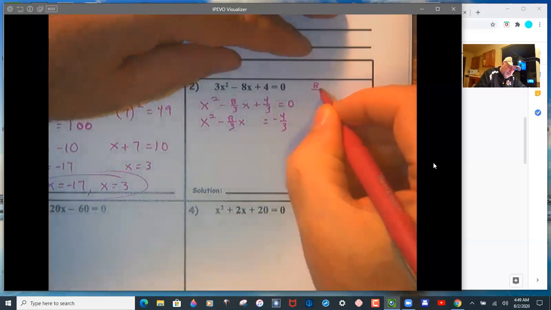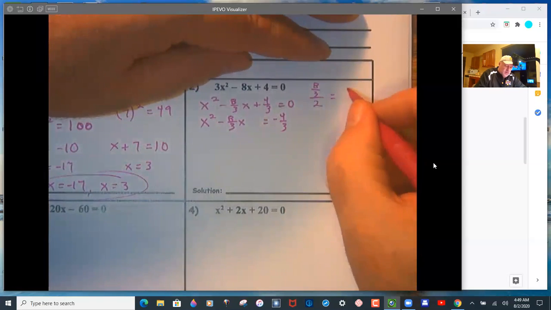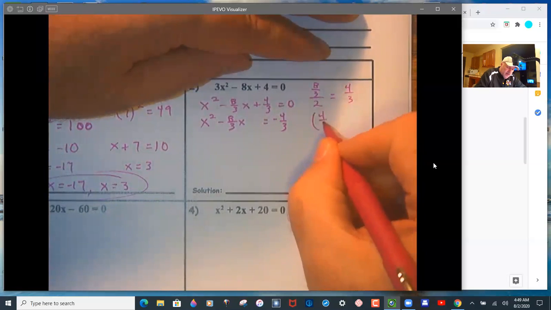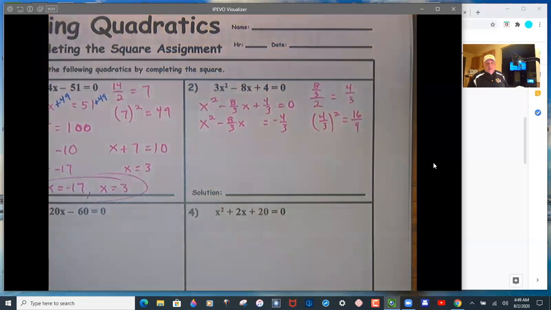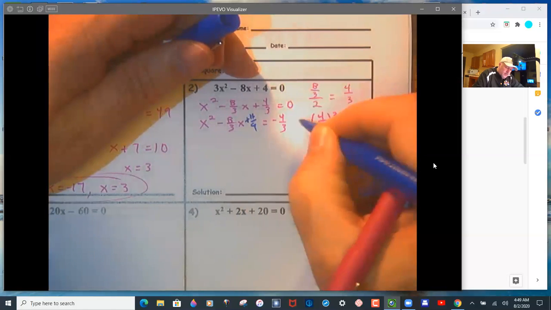So we want to take 8/3 and divide by 2. That's 8 over 6, which is 4 over 3. There's some quick math for you. And then we want to square that. Sometimes you have fraction work to do, and if you can't do it, you're just going to have to use your calculator. I would try to keep them in fraction form. So 16/9 is what is going to get added into both sides.